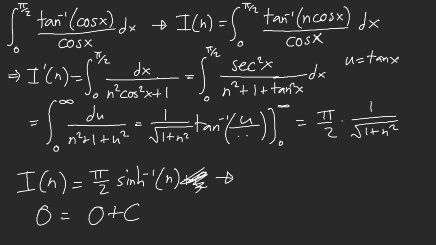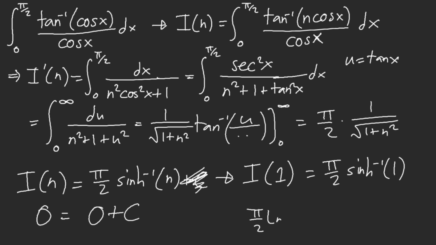So our original integral is I of 1, right? And so this is going to equal pi over 2 inverse sinh of 1, which is like, what? ln of 1 plus square root of 2. So our answer is pi over 2 times ln of 1 plus square root of 2. And that is our answer. Okay? And there you go, you see? And notice how fast that was.